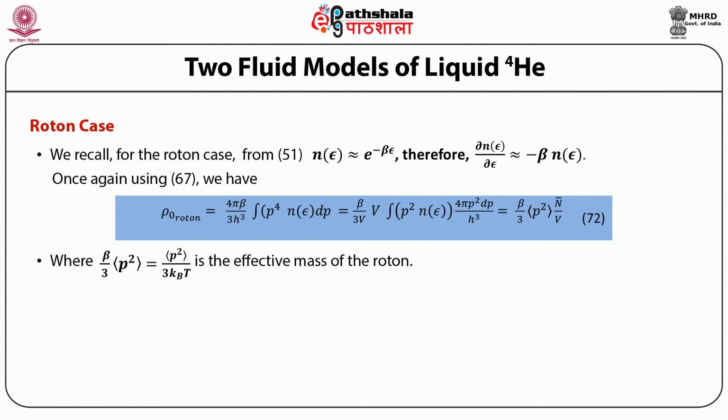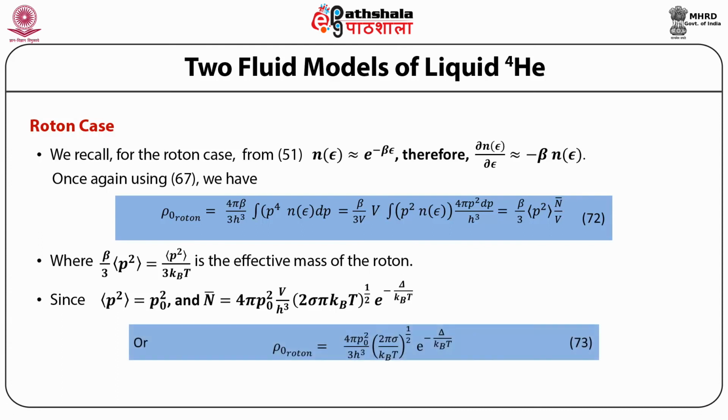Since the mean value of p square is equal to p naught square and the mean value of number of rotons is equal to 4 pi p naught square V upon h cube multiplied by 2 sigma pi kBT raised to power half into e raised to power minus delta by kBT, we have rho 0 of roton is equal to 4 pi p naught square upon 3 h cube multiplied by 2 pi sigma upon kBT raised to power half multiplied by e raised to power minus delta upon kBT.